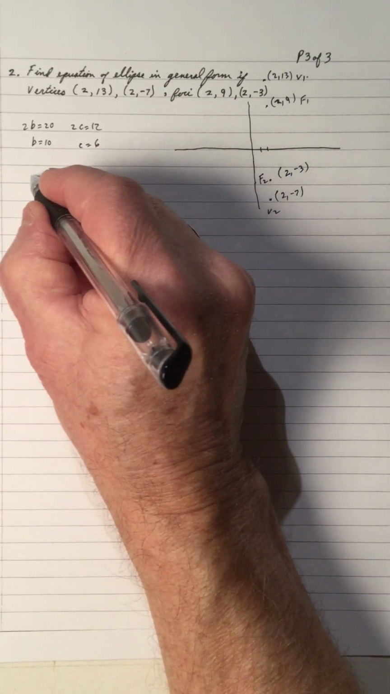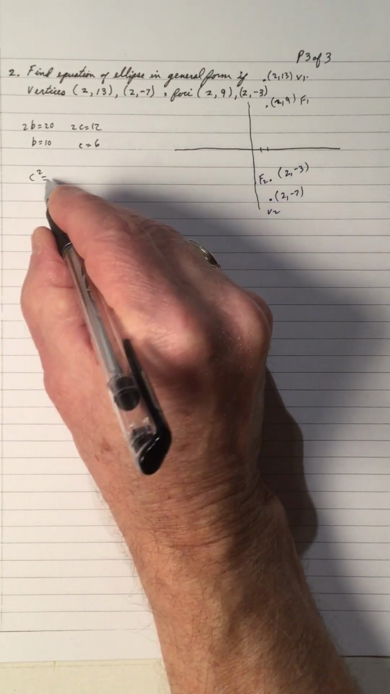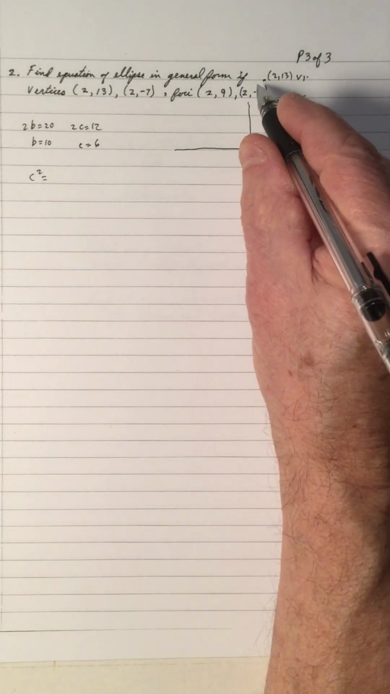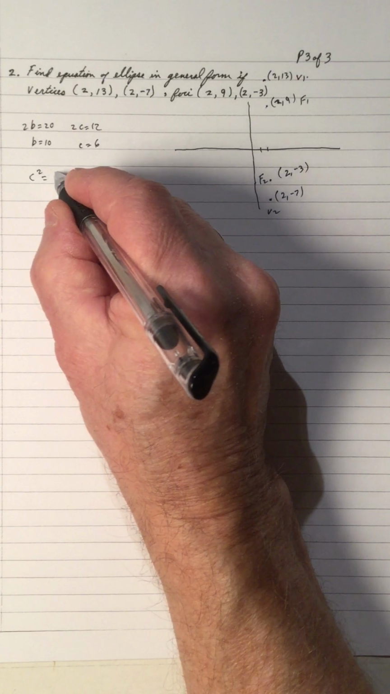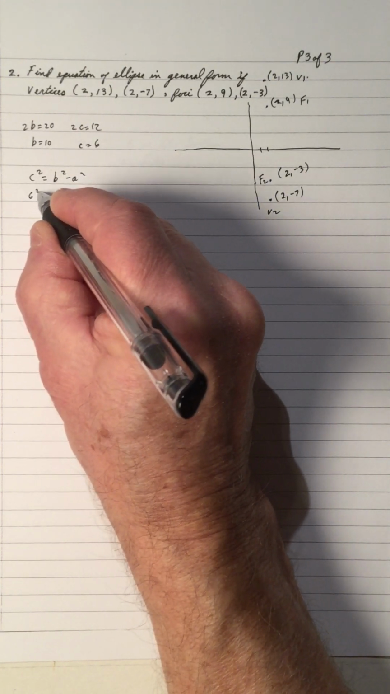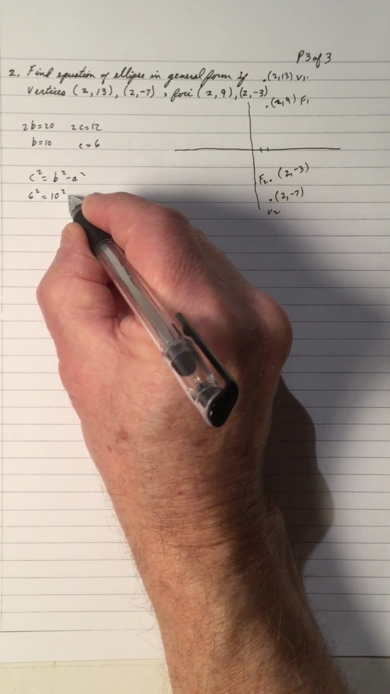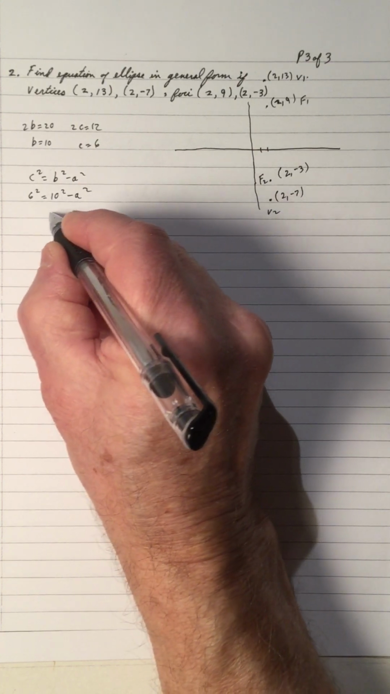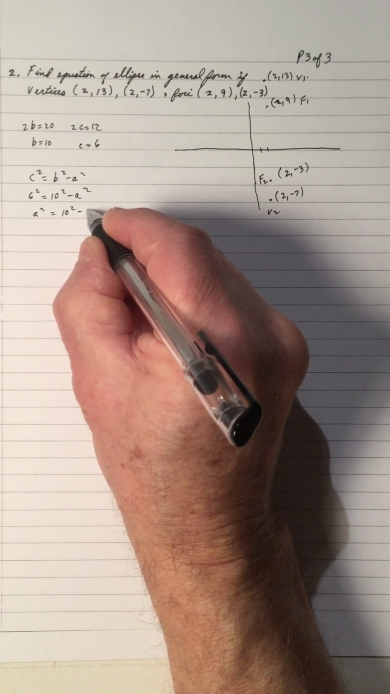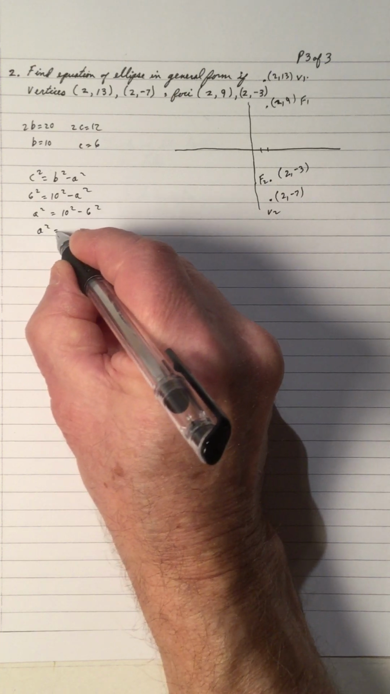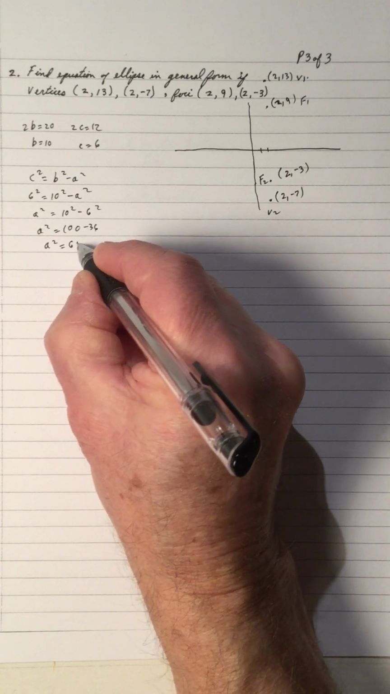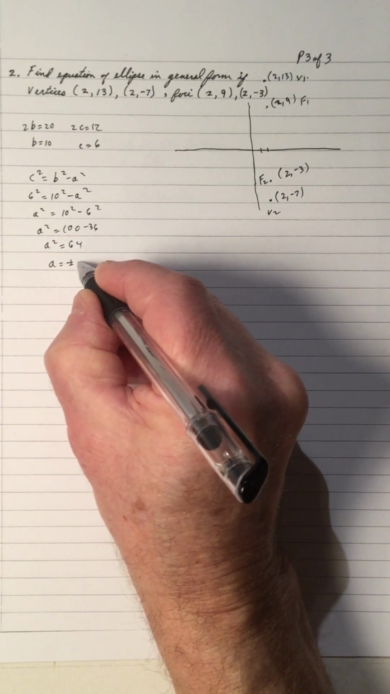So we know that c squared is equal to, normally it's a squared minus b squared if it's horizontal, but in this case the vertical is the major axis, so it's b squared minus a squared. So 6 squared is 10 squared minus a squared. Move the a squared to the left, and that gives us 100 minus 36, so a squared is 64, so a is plus or minus 8.